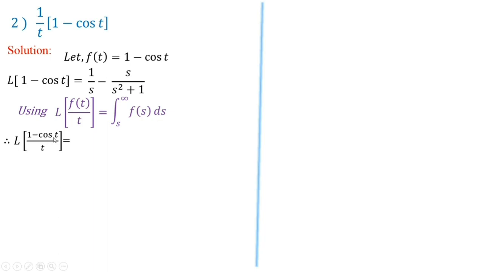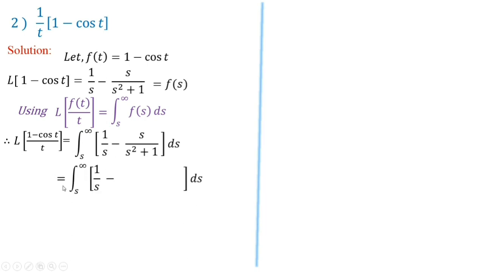Therefore, here Laplace of 1 minus cos t upon t is equal to, suppose this is equal to F(s). By using this formula, we get this is equal to integration from s to infinity F(s), this one, 1 upon s minus s upon s square plus 1 into ds. Now this is equal to integration from s to infinity 1 upon s. Here we have to use this formula integration of f dash of x upon f of x into dx is equal to log of f of x.